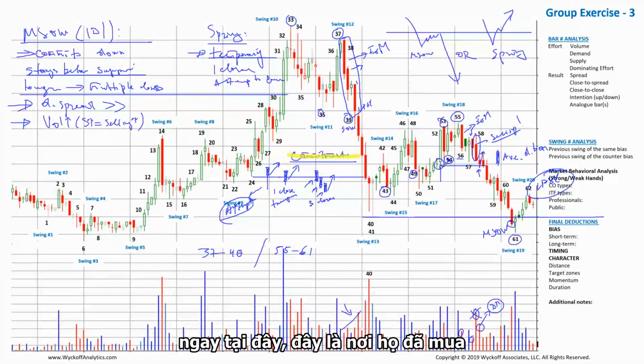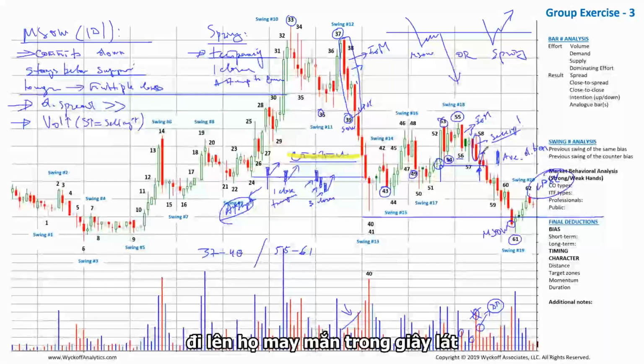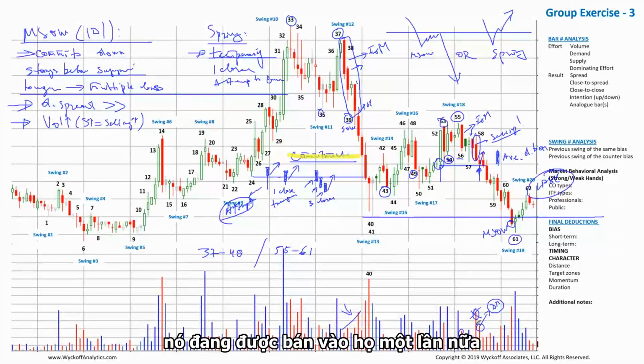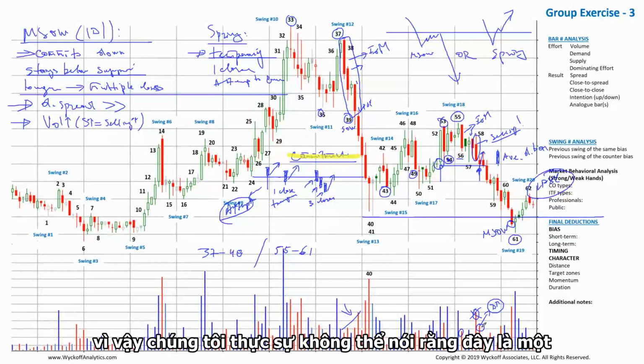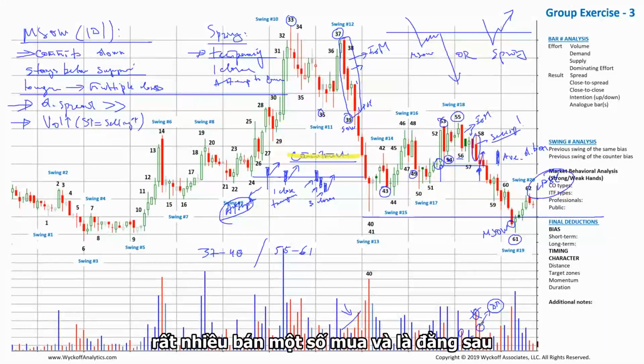This is where they bought in before. So someone's thinking, I'm going to do the same. I'm going to buy at this level because this is an area of support, and then the price is going to go up. They're lucky for a moment there that the price goes up, and then it's being sold into them again. So we can't really say that this is a lot of selling. Some buying is behind that as well.